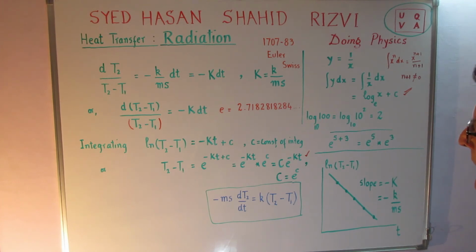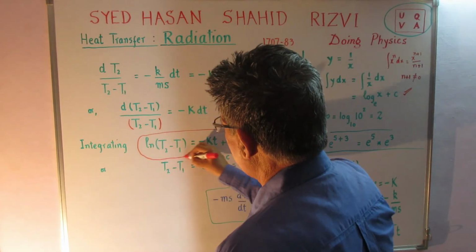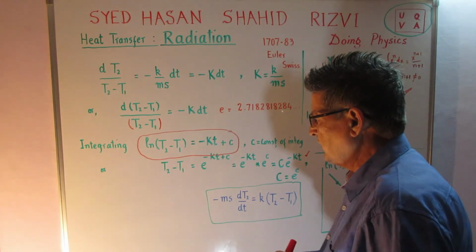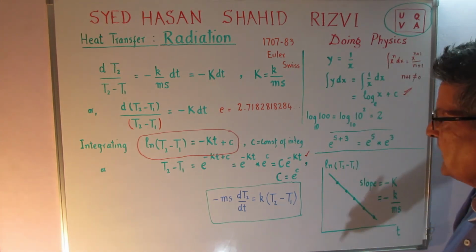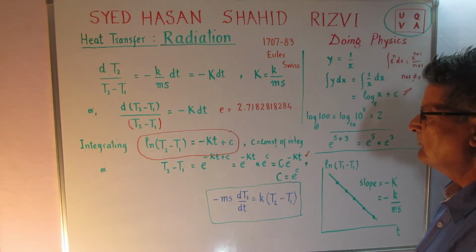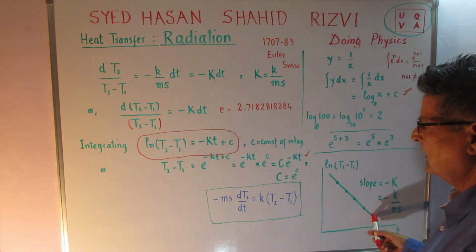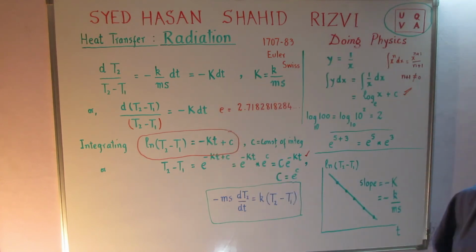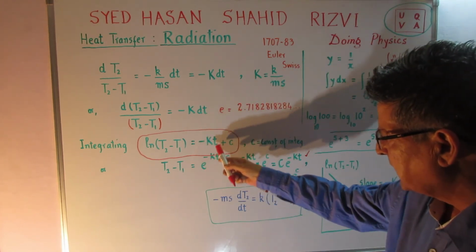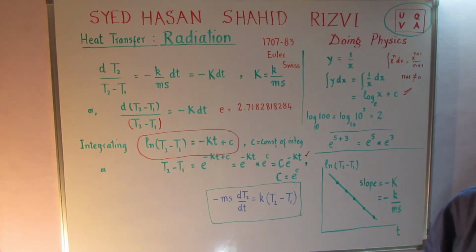Now, if I get this relation, log natural of T2 minus T1, if I plot it on the y-axis of a linear graph paper, then I get a linear relationship with k, and this constant over here is negative. That is why the slope that I will get will be negative. The slope is minus k.